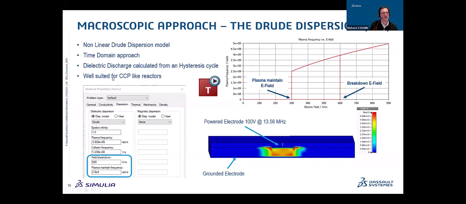This is well suited for CCP-like reactors. And you can see here on the picture, you have a powered electrode of 100 volt at 13.56 megahertz. And with the grounded electrode, then you can nicely see how the plasma is distributed over the structure.